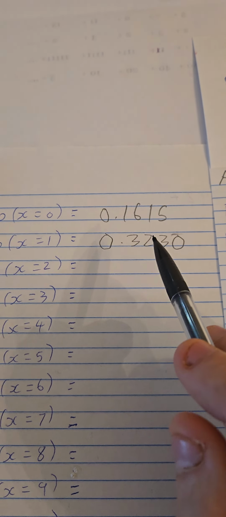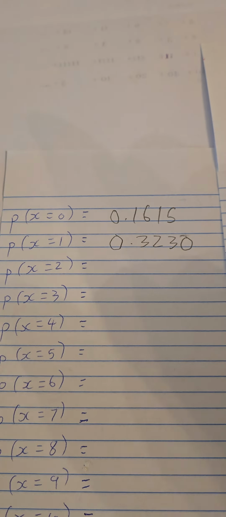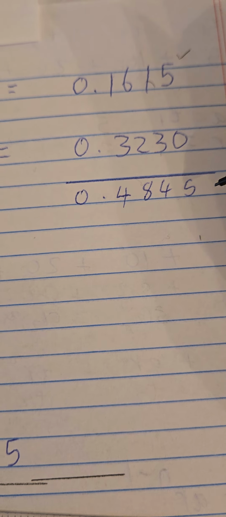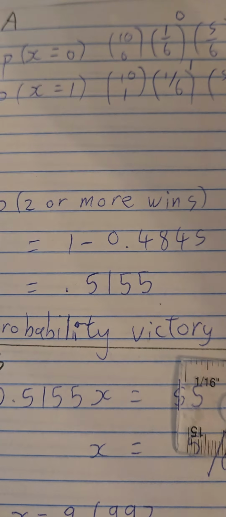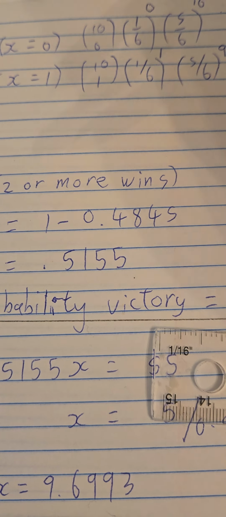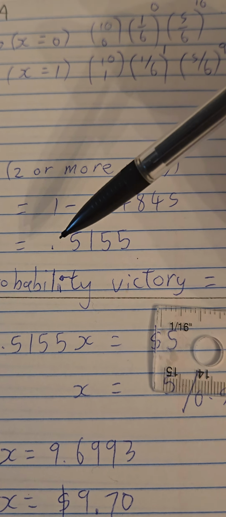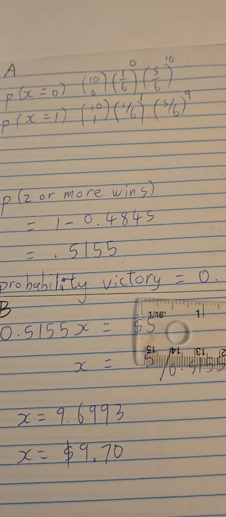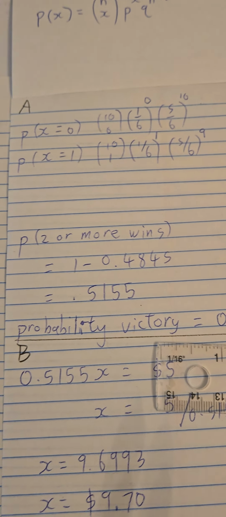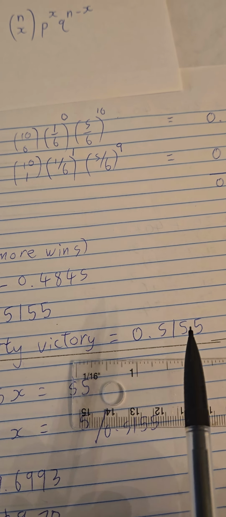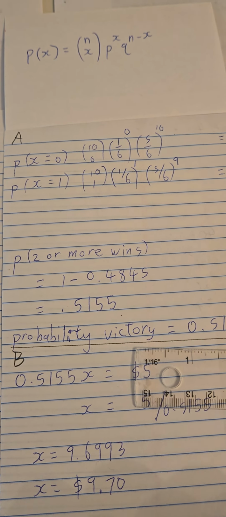That means the probability of getting more than 1 success, which means 2, 3, 4, all the way until 10, would be 1 subtract 0.4845. The probability of 2 or more wins is 1 minus 0.4845, which is 0.5155. And we called it a victory. That's the word we used for getting 2 or more successes. The probability of victory is 0.5155. So that answers that question.